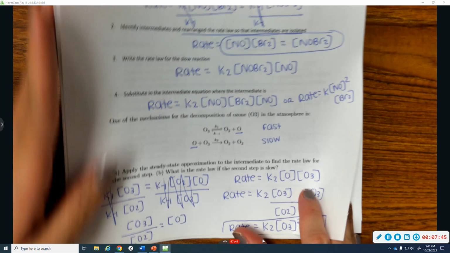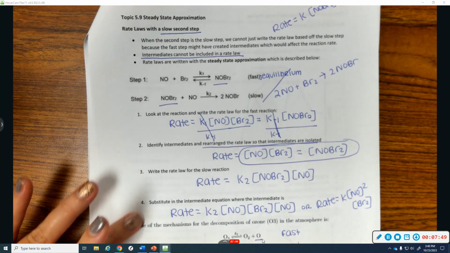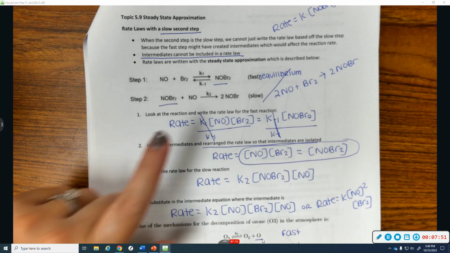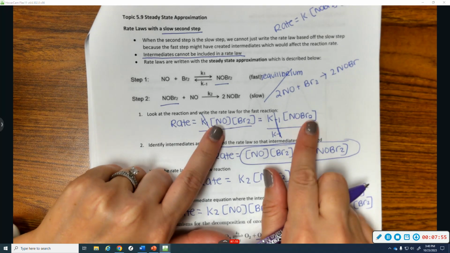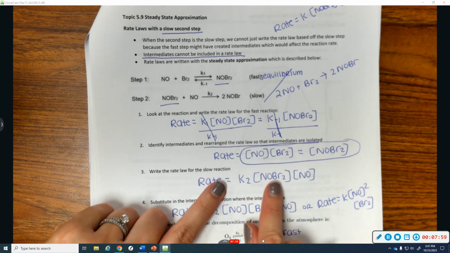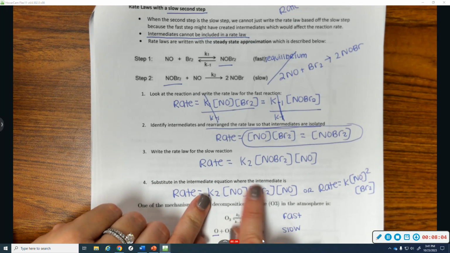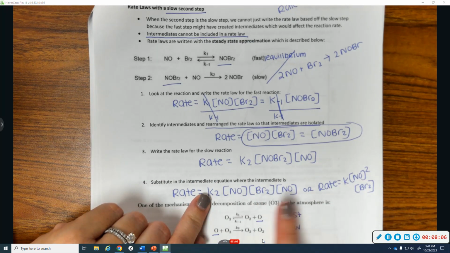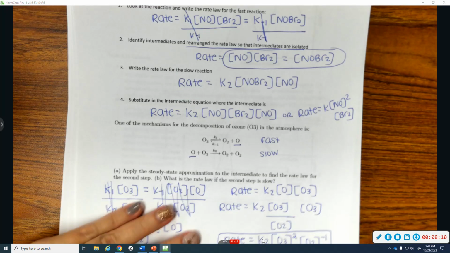So this is it for the steady state approximation. If you follow these steps, it's pretty simple. Set the forward and reverse of the fast step equal, isolate your intermediate, write your slow step where the intermediate is, substitute in what it's equal to, and simplify your rate law until it's prettier. I hope this helps.